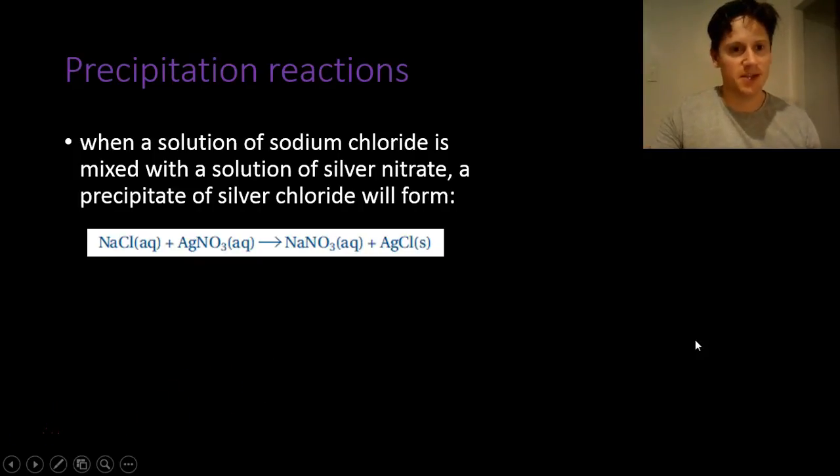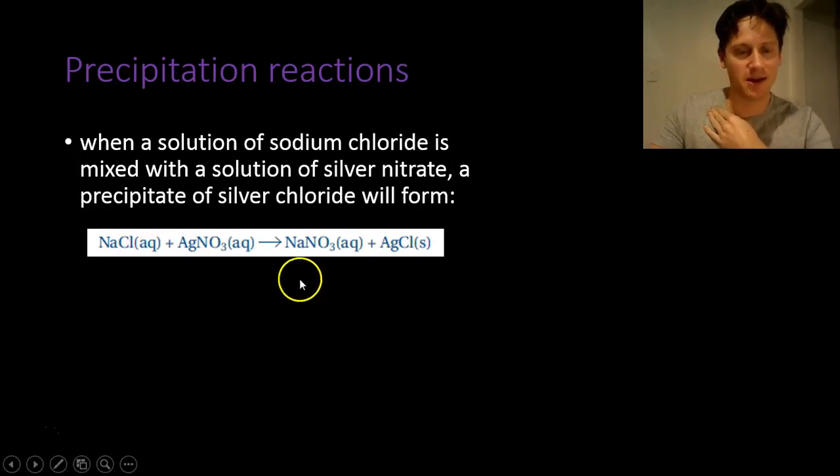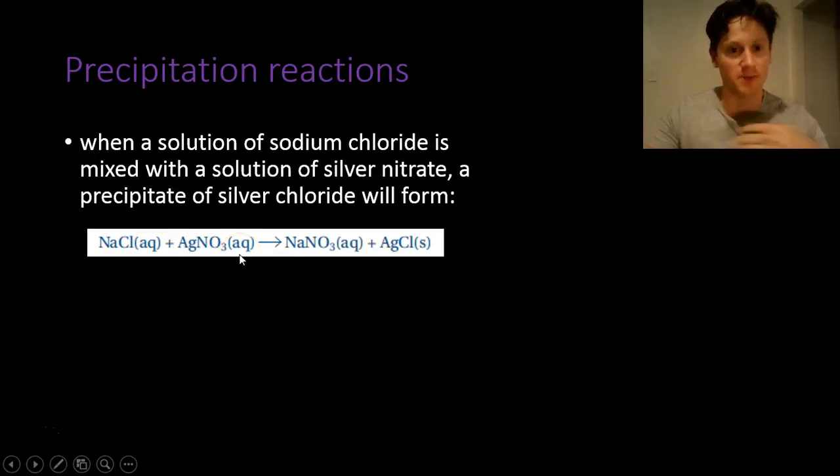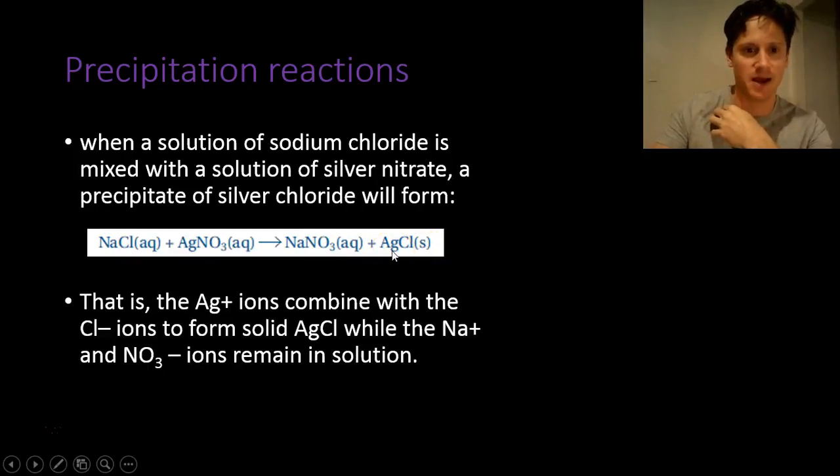So an example of a precipitation reaction: when a solution of sodium chloride is mixed with a solution of silver nitrate, a precipitate of silver chloride will form. So here's our scary looking equation here. We've got our reactants on the left hand side, we've got sodium chloride, so table salt, and silver nitrate, and we've got (aq) and (aq). So they're both dissolved in solution, we can say water. And we've got our products. Now those products are sodium nitrate and silver chloride. Now silver chloride is solid, so that's going to be the precipitate, okay?